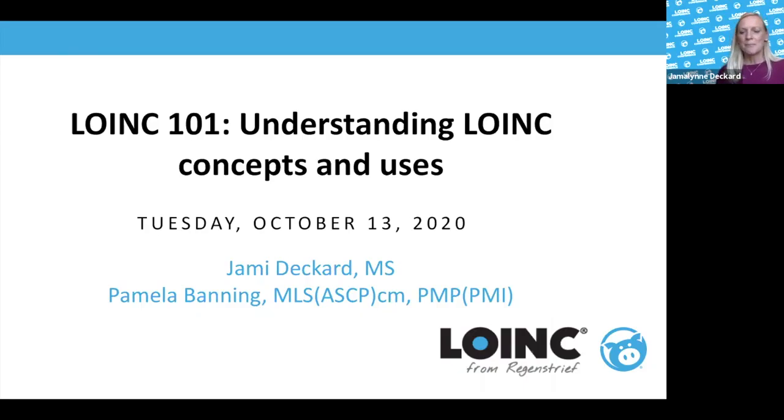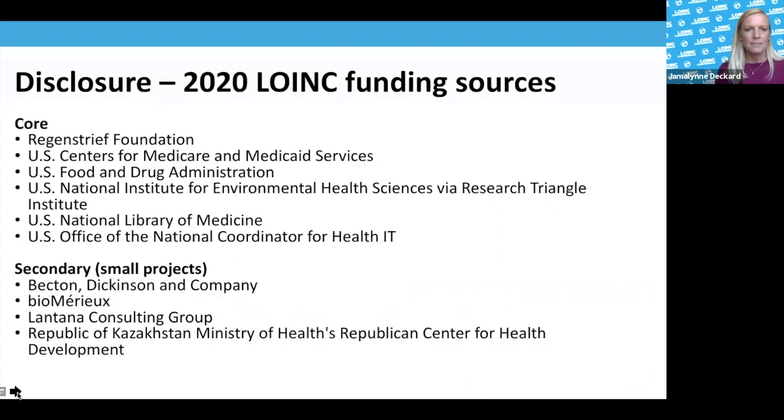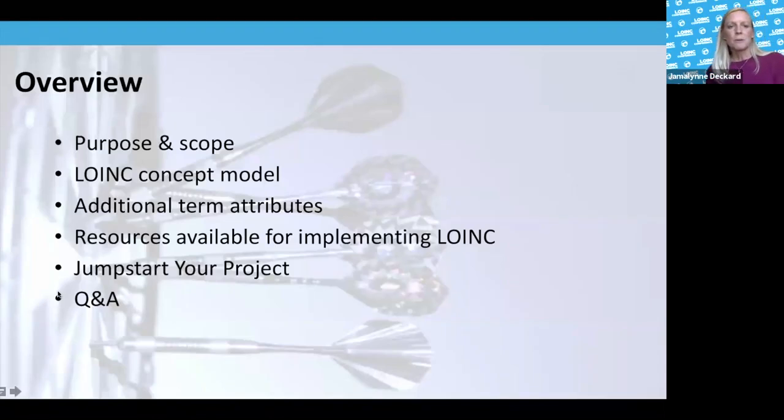I'm going to first, actually, I was going to advance here. So, to skip, I briefly just wanted to show the disclosures for the 2020 LOINC funding sources. But I'm going to cover the purpose and scope, and then go over the LOINC concept model, talk about additional term attributes that we have linked to our terms, and discuss resources available for implementing LOINC. And then Pam's going to talk about jumpstarting your project. And then we'll definitely try to leave time for Q&A.